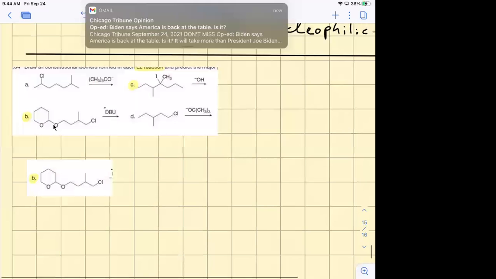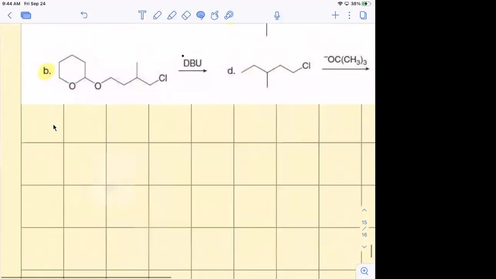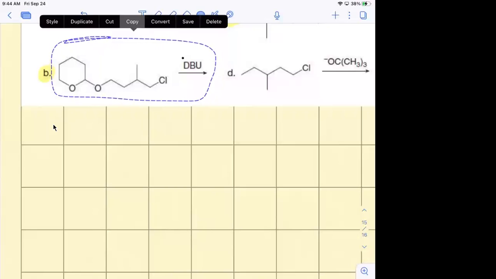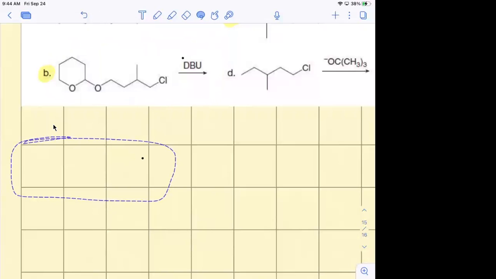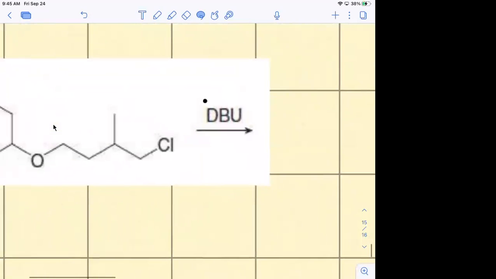All right, it just says draw all constitutional isomers. All that means is, let me get the base on there too. Because DBU is a strong base. I think it's on that list of bases that I gave you in that elimination video as well. So here, what am I looking for? I know it's an E2 because the problem told me it was an E2. What am I looking for? Leaving group, alpha carbon, and then beta protons, right? So that's going to be here. One proton right there.